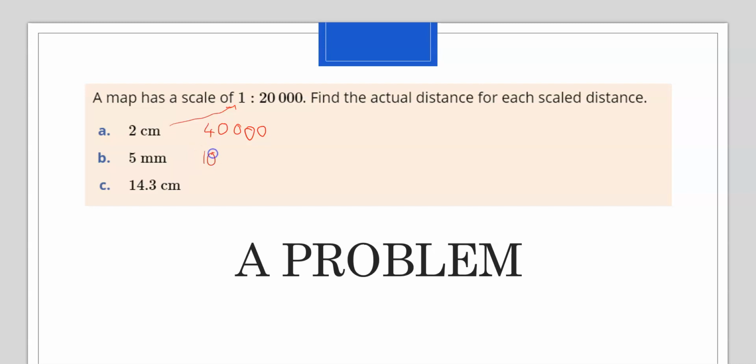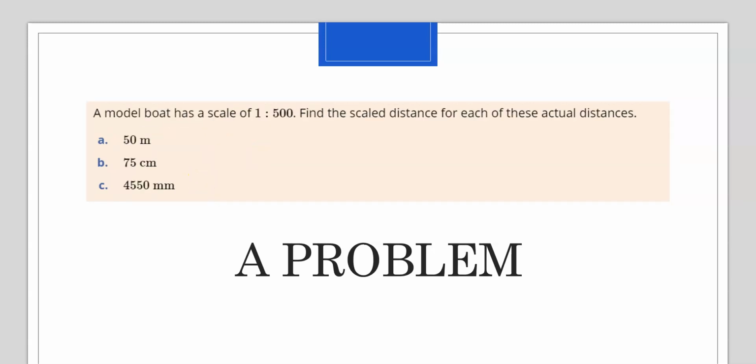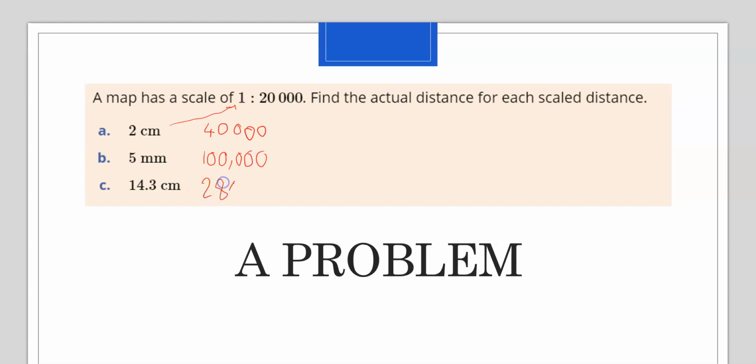100,000. Okay, so that's our 20,000 times 5. And here we need to multiply our 20,000 by 14.3, which gives us our 286,000. Okay, now an issue, all of these need units. They must have units, otherwise they would all be incorrect. But now with their units, they're all correct. I hope.